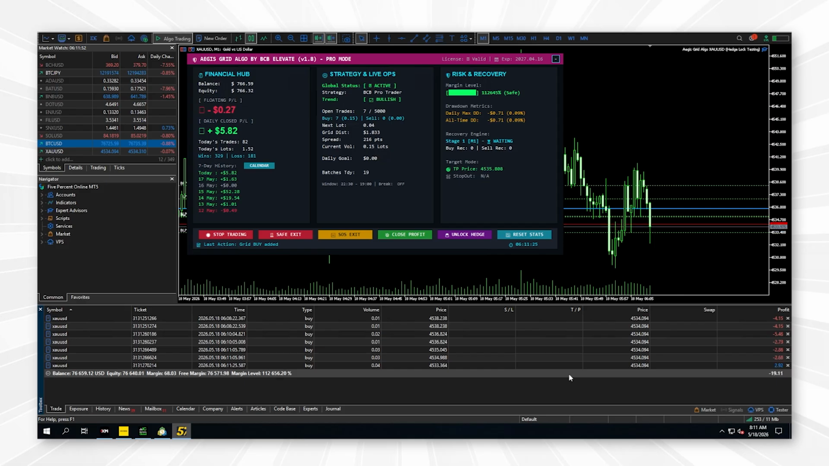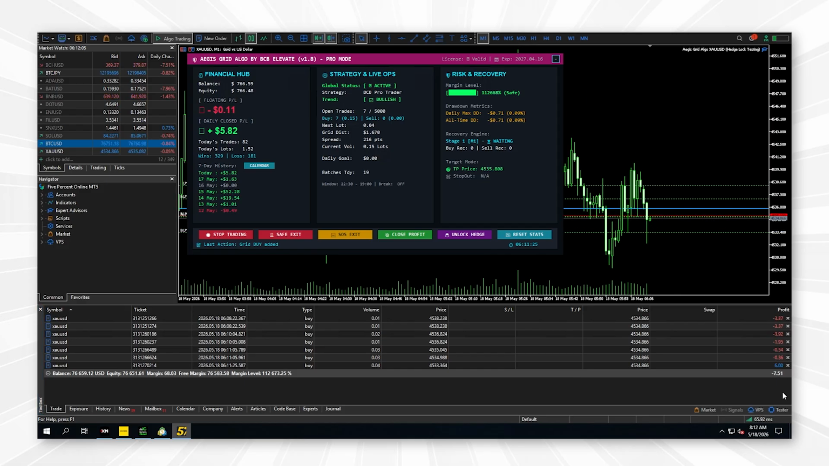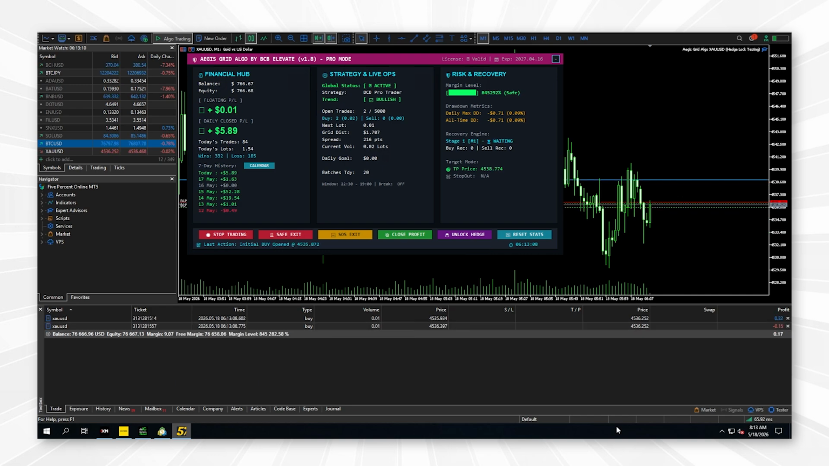Why do we do this? During the daily market rollover, spreads widen dramatically and liquidity drops, causing erratic and unpredictable price action. By staying out of the market during this transition, the algorithm protects your capital from slippage and spread manipulation, entering only when the market is highly liquid and stable.